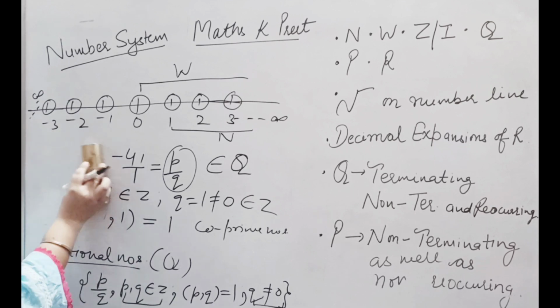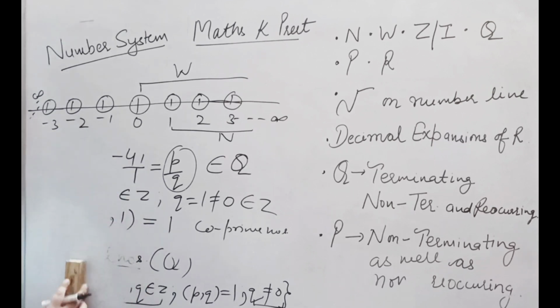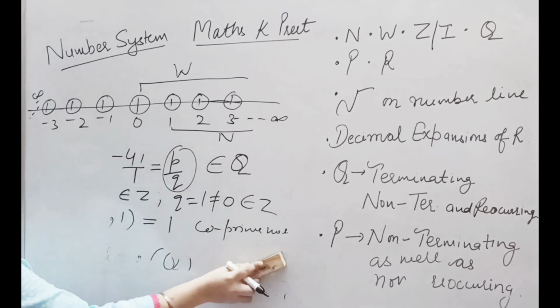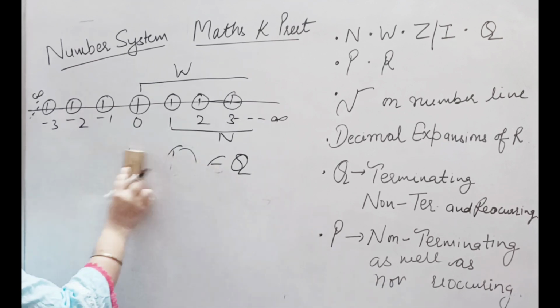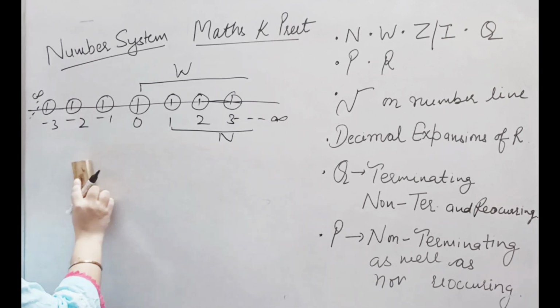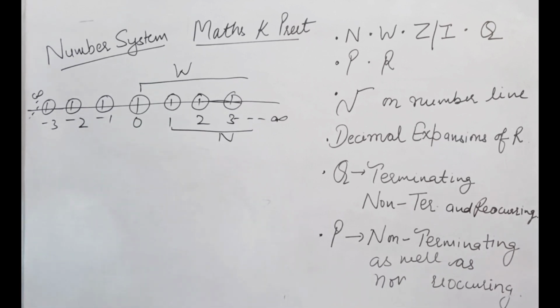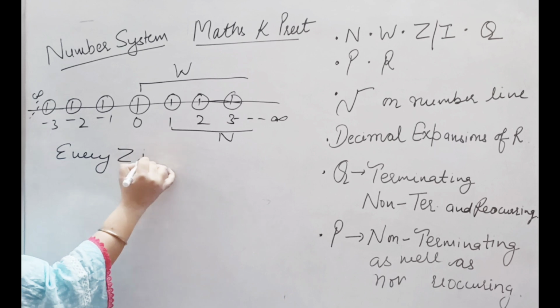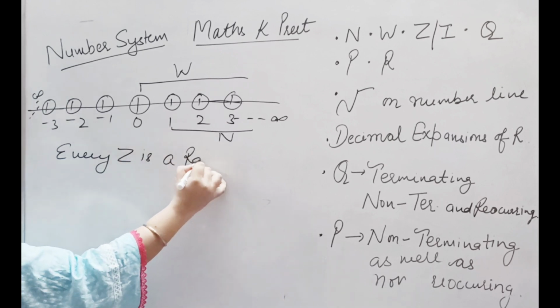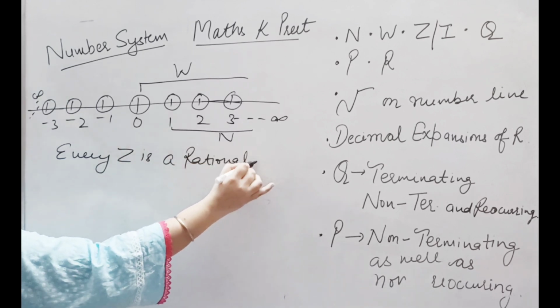From here we can see that minus 41 is an integer as well. So it is clear that every integer can be written in the form of P by Q. So will satisfy all the conditions. So every integer is a rational number.